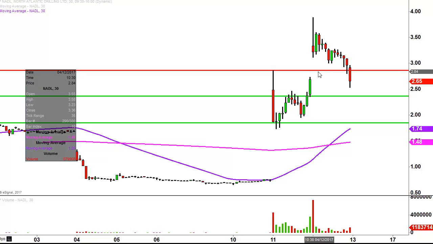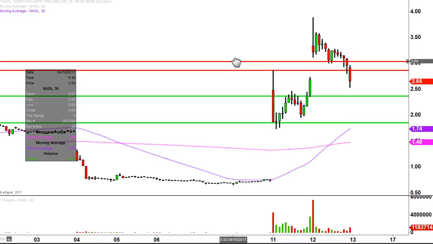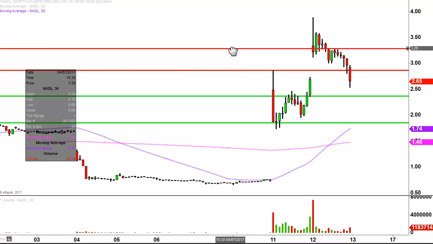So going forward, 285 is still that initial area of resistance. If the price can push back above there, the next key level to keep an eye on from a resistance standpoint is right up there at $3.30. As far as supports, I already touched on this one, but 235, that green line, is going to be the next level of support. And then I'm going to do a little housecleaning and get rid of that level.